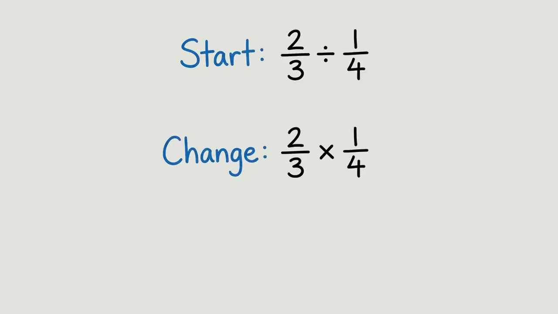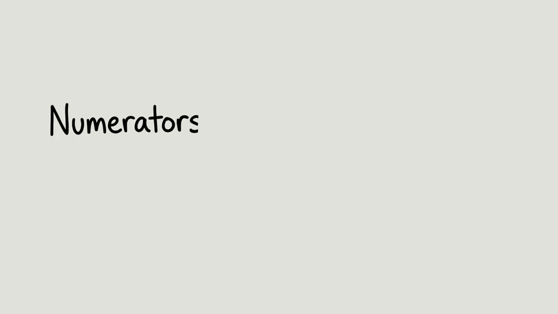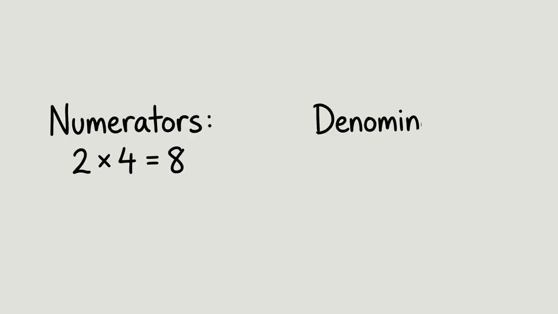Start with 2/3 divided by 1/4. Keep 2/3. Change the division sign to multiplication: 2/3 times 1/4. Now flip only the second fraction: 2/3 times 4/1.